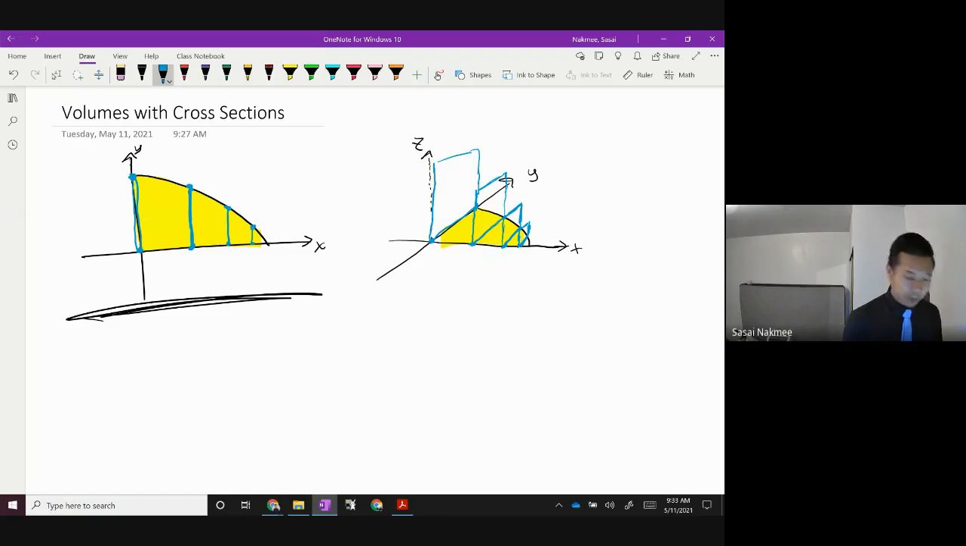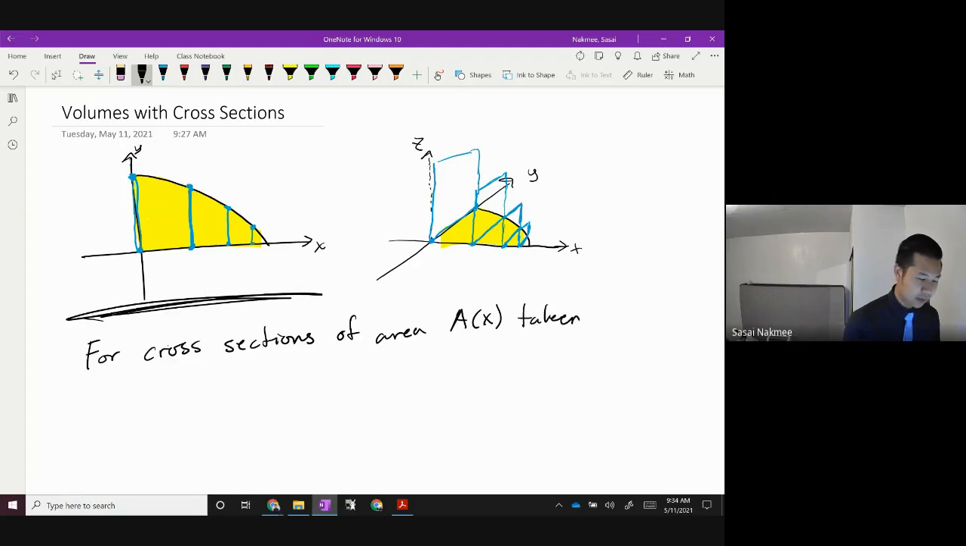So what we can do here is let's take a look. Let's write this out. I'm going to go back to practice my writing skills here. For cross sections of area A of x, taken perpendicular to the x-axis.